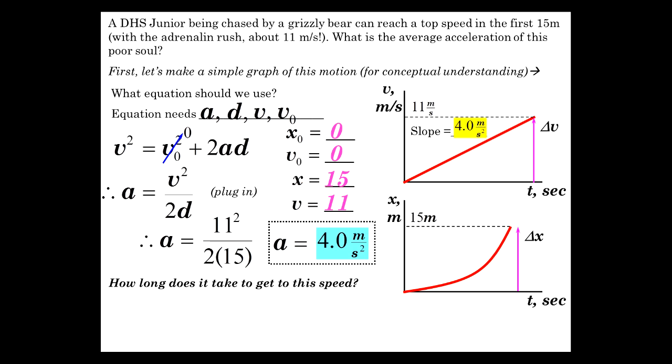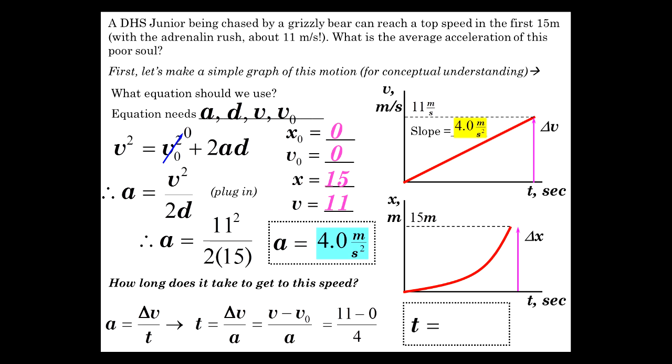Now you might ask, how long does it take to get to that speed? Okay, so now we're going to actually solve for the time. Well, acceleration by definition is change in velocity over time. We know what the change in velocity is, so we can solve for the time: delta v over a, which is v minus v0 over a, which is 11 minus 0 over 4, and the time is 2.7 seconds. So the problem has been solved, and the time has been derived as well.